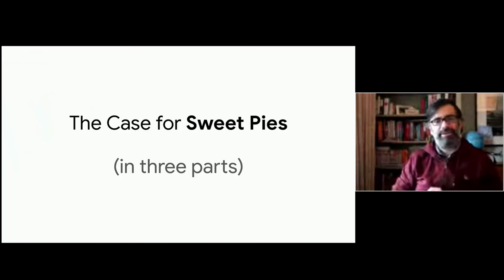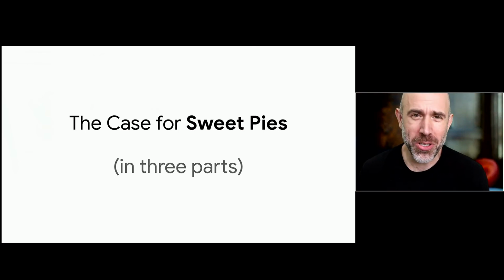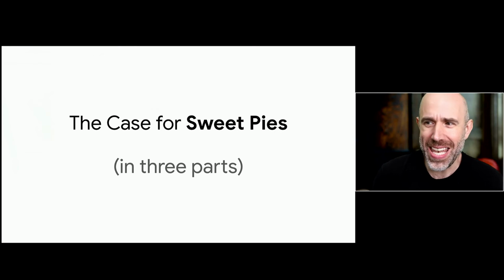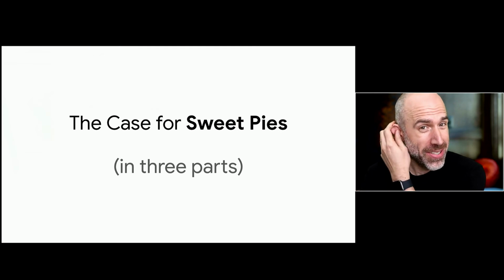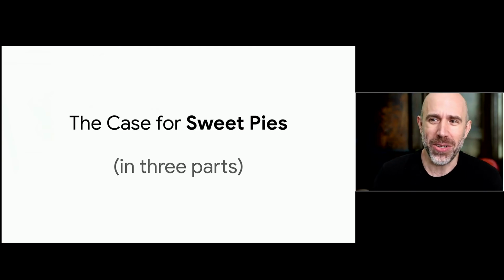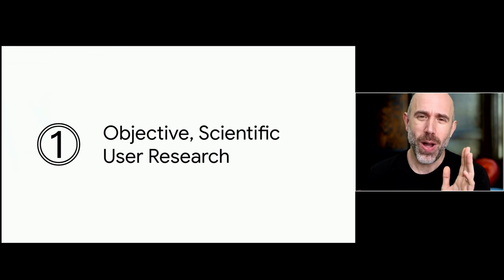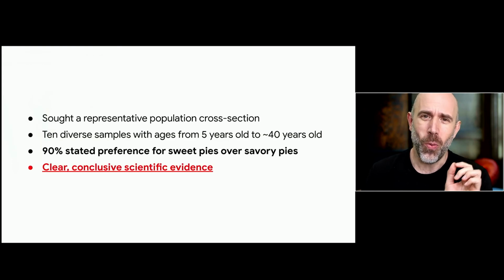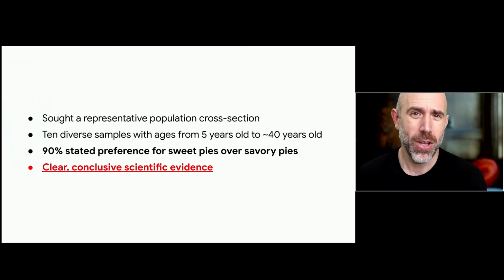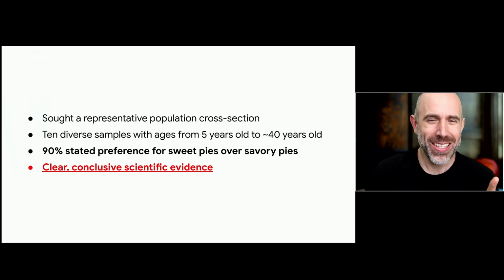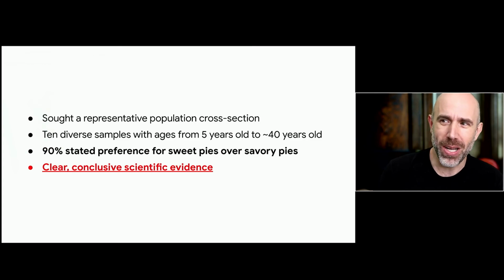Thanks, Ben. Well, first, I have to say, I've been surprised at the shocking quantity and depth of arguments in favor of sweet pie superiority. In the interest of time, I've had to condense these down to 3 points, and I'll get started now. First, next slide, I will show how objective scientific user research makes this case clear. Next. What I did is I found a representative population cross-section in 10 diverse samples with ages ranging from 5 to 40-something. And I found a 90% stated preference for sweet pies over savory pies, which I submit is clear, conclusive scientific evidence.